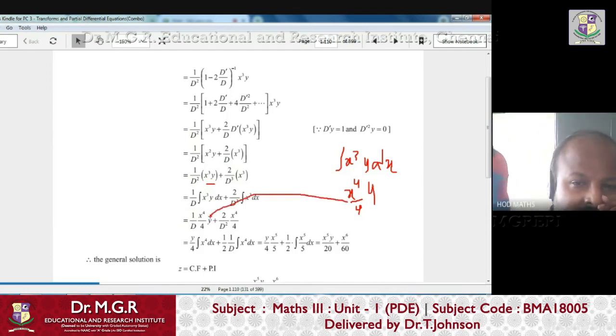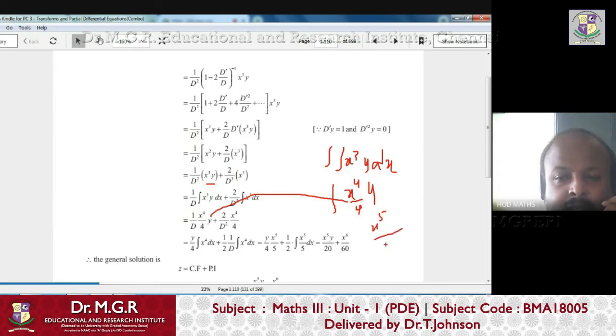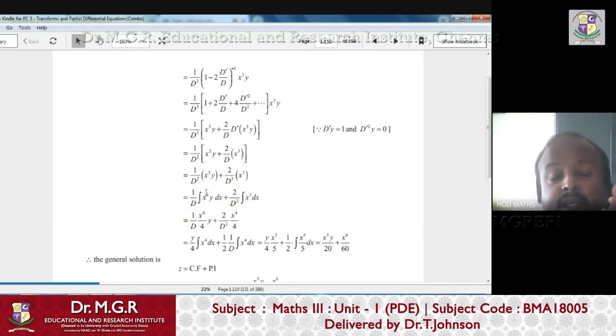But that is not the end, because there is a D square term, so you have to integrate again. Again, if you integrate, you will get x cube by 5 in the denominator. Already the 4 constant is in the denominator, and y. That only they have written here: x cube by 5 into y by 4. Right? So integrating the x cube y term 2 times with respect to x. Now here, same thing you have to do.